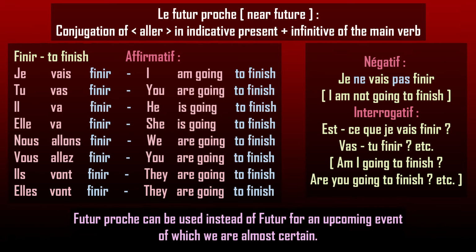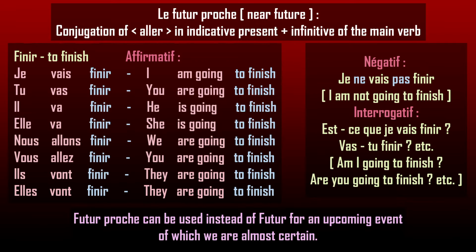Futur proche, near future. It's constructed with the conjugation of aller, to go, in indicative present, and the infinitive of the verb to be conjugated in futur proche is added. With the conjugation of aller in indicative present tense, we add the infinitive of the main verb to get the conjugation of le futur proche. Example, finir, to finish. So first we conjugate aller. Je vais, tu vas, il va, elle va, nous allons, vous allez, ils vont, elles vont.